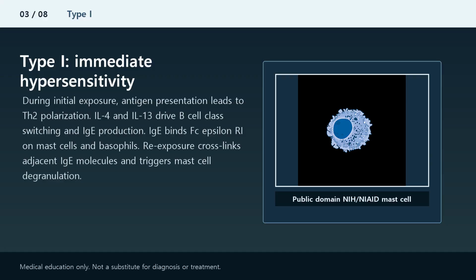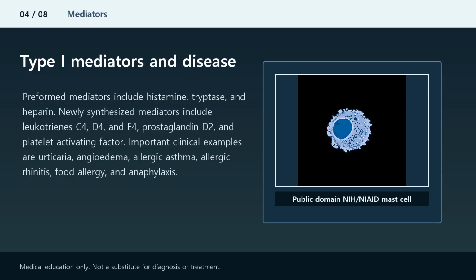IL-4 and IL-13 drive B-cell class switching and IgE production. IgE binds Fc-epsilon-RI on mast cells and basophils. Re-exposure cross-links adjacent IgE molecules and triggers mast cell degranulation. Preformed mediators include histamine, tryptase, and heparin.